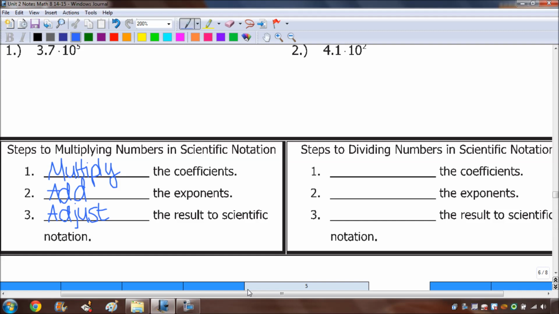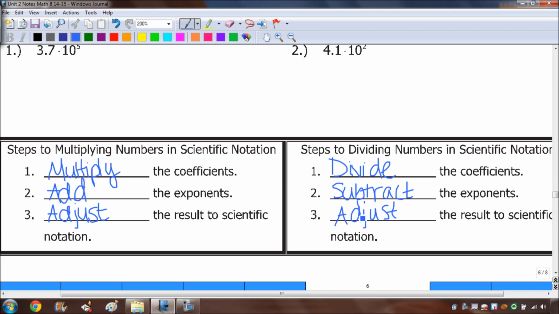And then same thing when we're dividing numbers in scientific notation, it's almost the same thing, except instead of multiplying the coefficients, we are going to divide the coefficients, okay? Instead of adding the exponents, we're going to subtract the exponents. And then we're still going to adjust the result to scientific notation.